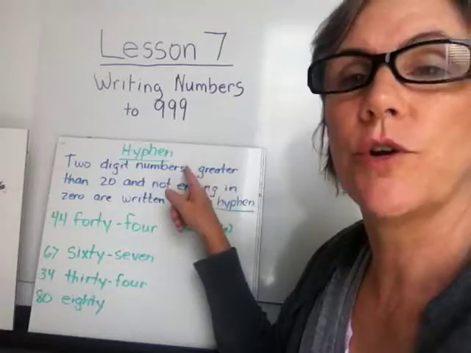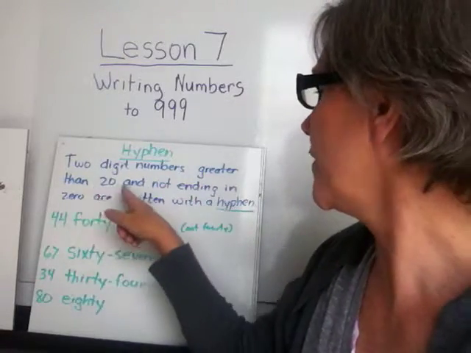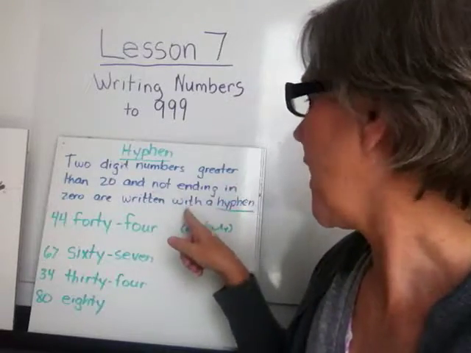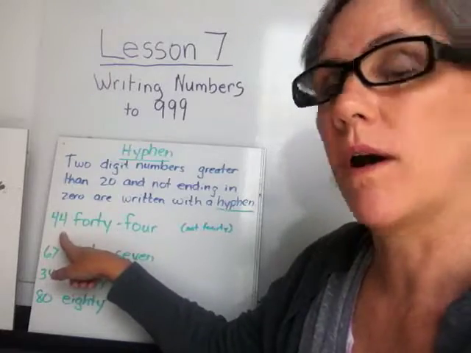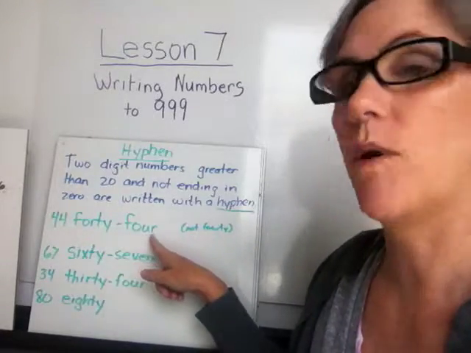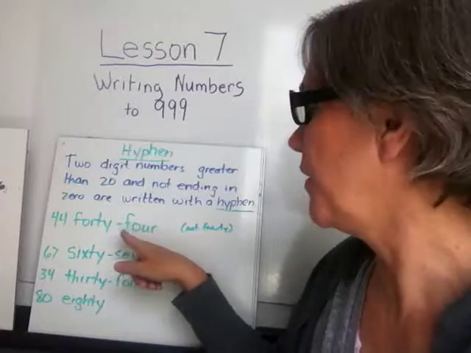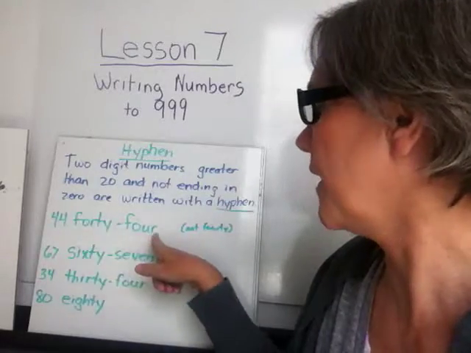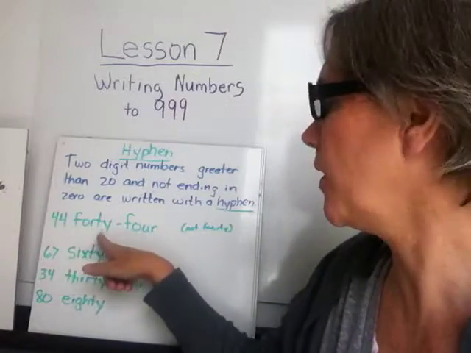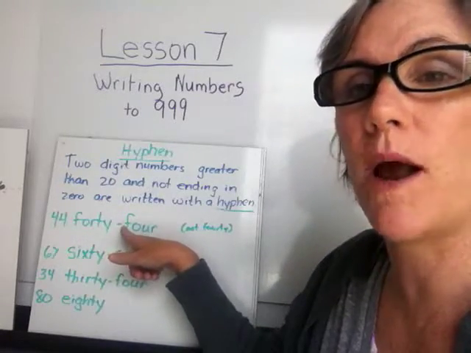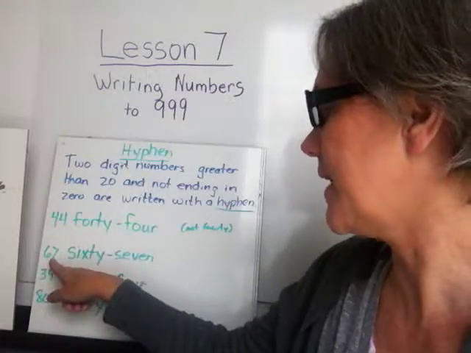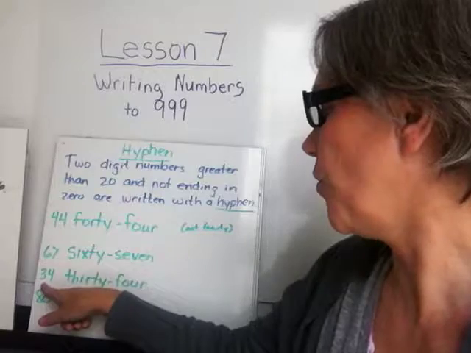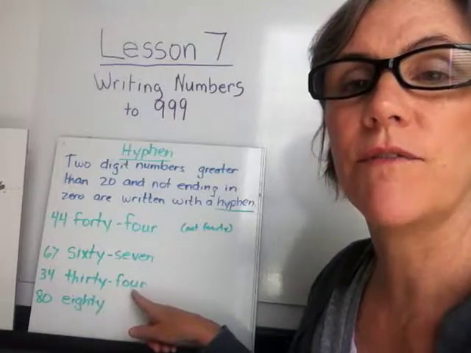Okay, so when you're writing two-digit numbers greater than 20 that do not end in 0, you'll use a hyphen. So 44 is forty hyphen four. You'll also notice that forty is not spelled the same way as four is. There's no U in forty. So when you spell 40, it's F-O-R-T-Y. Okay, 67 would be sixty hyphen seven, and 34 is thirty hyphen four.